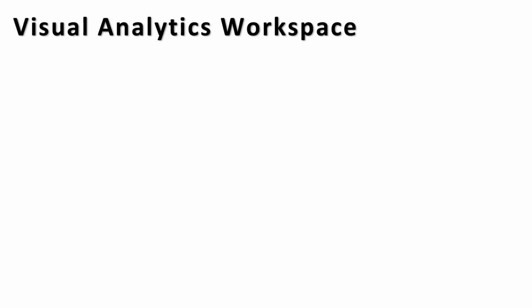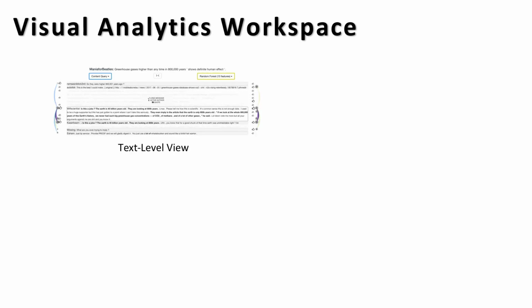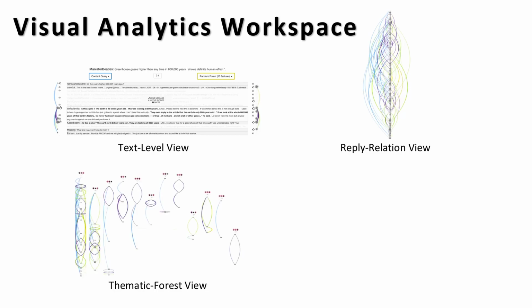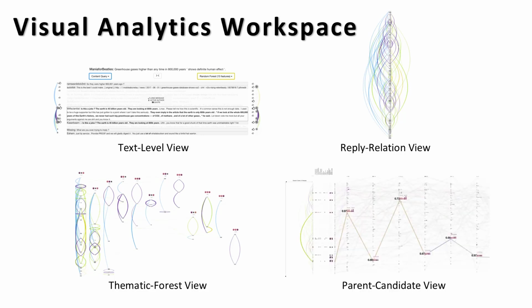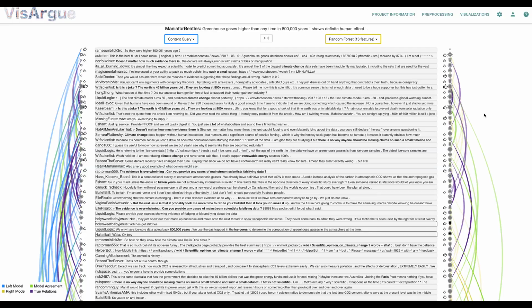Our visual analytics workspace consists of 4 views. The text level view is designed for close reading and detailed inspection. The reply relation view is designed to gain an overview of the complete conversation. The thematic forest view untangles the conversation into different connected components. Lastly, the parent candidate view is used to inspect the decision space of the models.